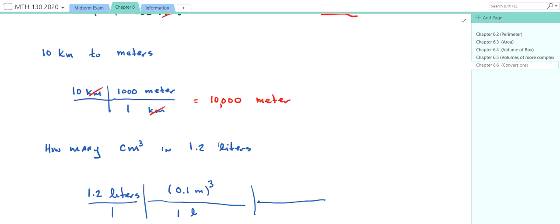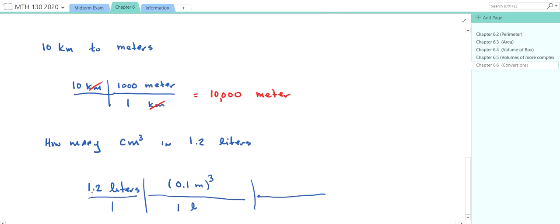So we were asking how many cubic centimeters are in 1.2 liters. I have 1.2 liters that I start with over here. Since liters is what I want to get rid of, I put liters in the denominator and figure out what goes in the numerator based on that. So there's 1 liter for 1 decimeter cubed, or 0.1 meter cubed.